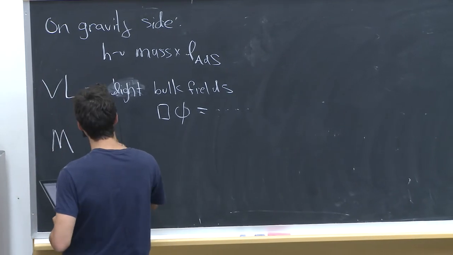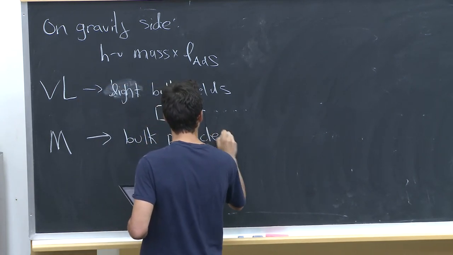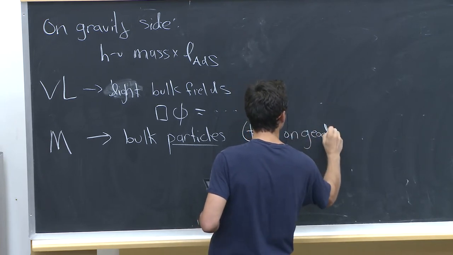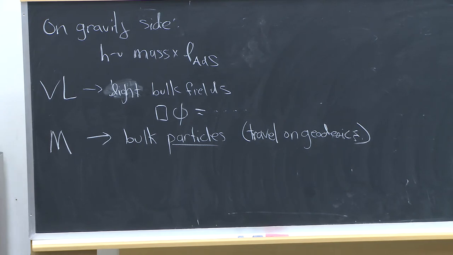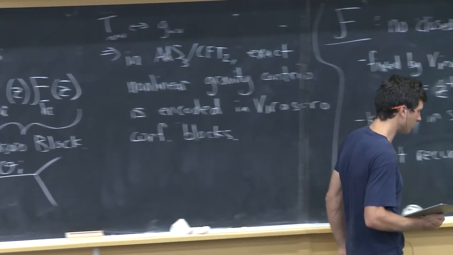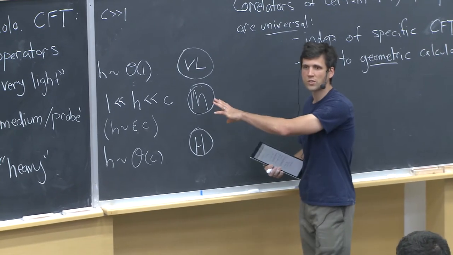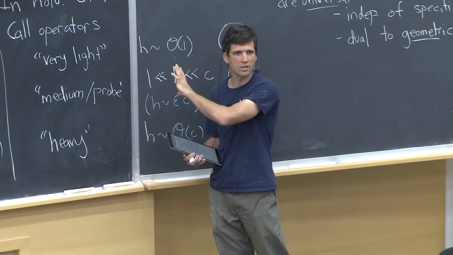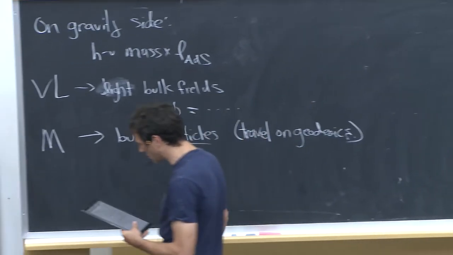The medium operators, or probe operators, rather, correspond to bulk particles. Why do I call them particles? Because they have high mass. Because they have a large mass, these particles will travel on geodesics. And this means that as long as we don't couple them in some way to fields that are turned on in the bulk, we expect all these medium operators to have basically the same physics. If we calculate a correlation function, it's going to be calculated by doing a WKB geodesic calculation. And all particles move on the same geodesics, so we can expect to get some universal answers out of this.